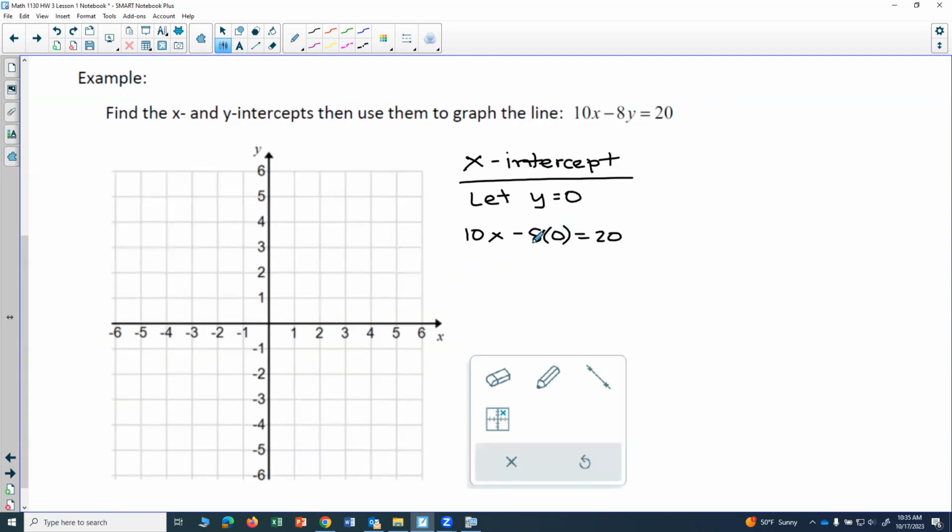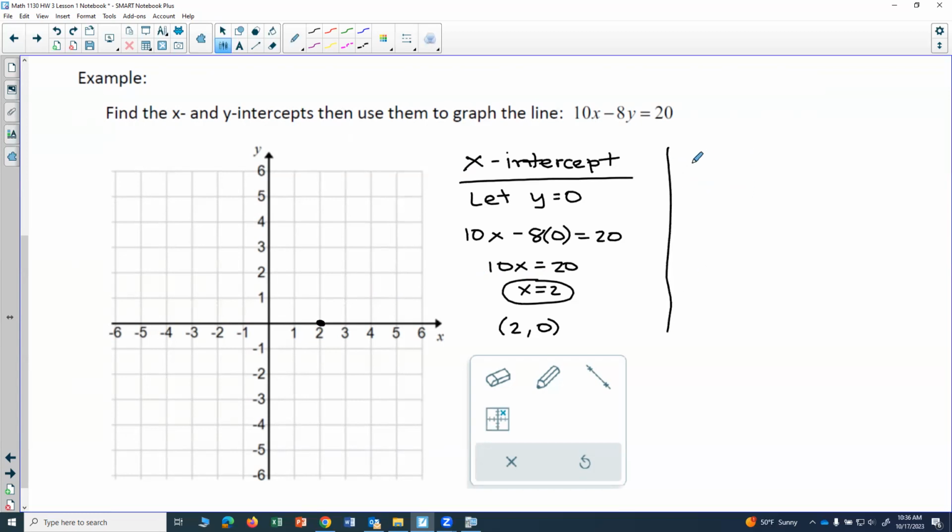This 8 times 0 just zeroes out. So really what I have is 10x equals 20. Divide both sides by 10, and I get x equals 2. That's where it crosses the x-axis, so the ordered pair is x is 2 and y is 0. I'll graph that here. So that's my X-intercept.